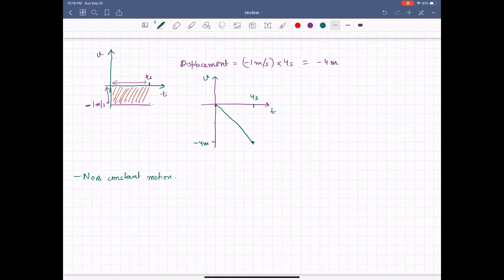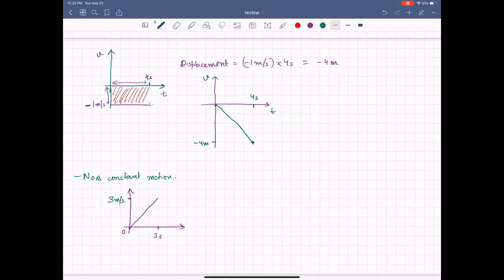So suppose I have a velocity time graph that now is not constant, but does something like this, for example. Maybe initially it starts off from 0, and after 3 seconds it has gone up to 3 meters per second. So that's the velocity after 3 seconds.